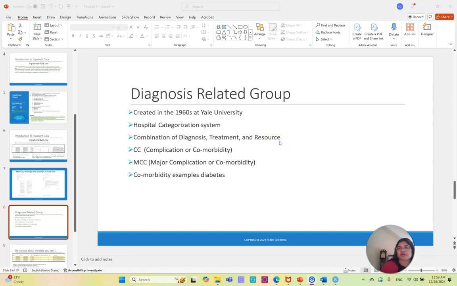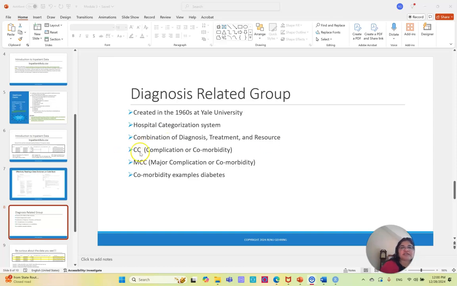And then if I am at the hospital, no two patients are created the same. Some may require more resources. Did you get oxygen? Did you get a blood transfusion? So there's a concept of resources also. So the diagnosis related group was a concept created to categorize hospital stays. So, let's bunch the like stays together. It was created in the 1960s at Yale University, and it's a combination of diagnosis, treatment, and resource. But for the purposes of our analysis, let's just think of it as diagnosis.